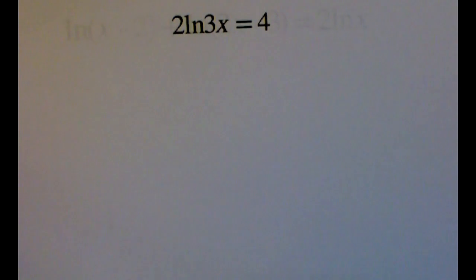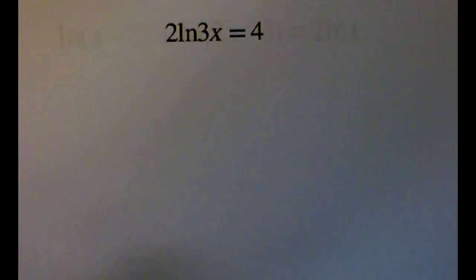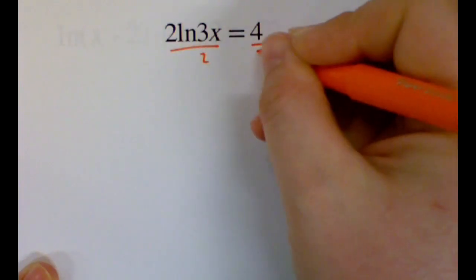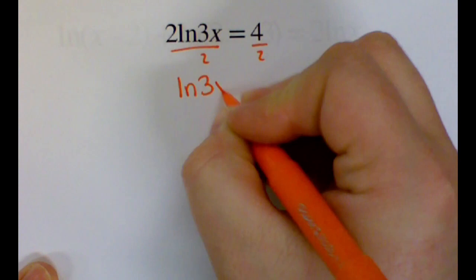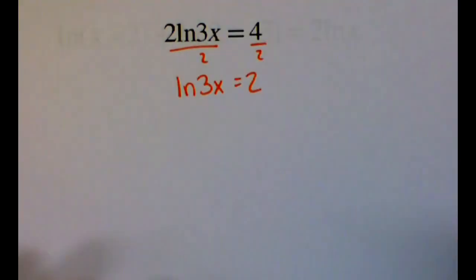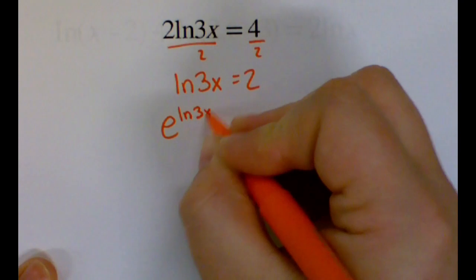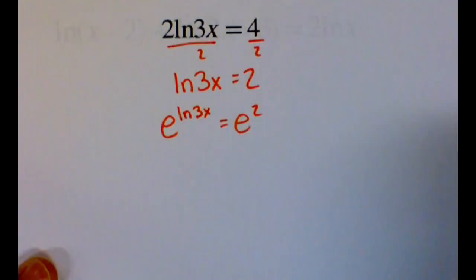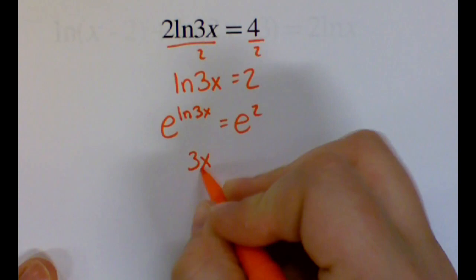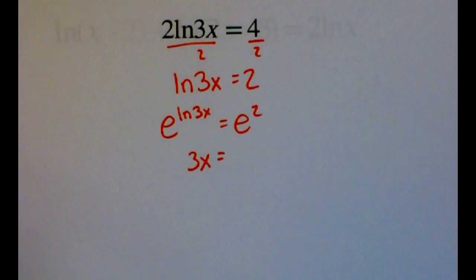2 times the natural log of 3x equals 4. All right, first step is to get our logarithm alone. So I'll divide by 2. Natural log of 3x equals 2. Now we raise it to a power. E to the natural log of 3x equals e squared. Well, 3x must equal whatever e squared is.